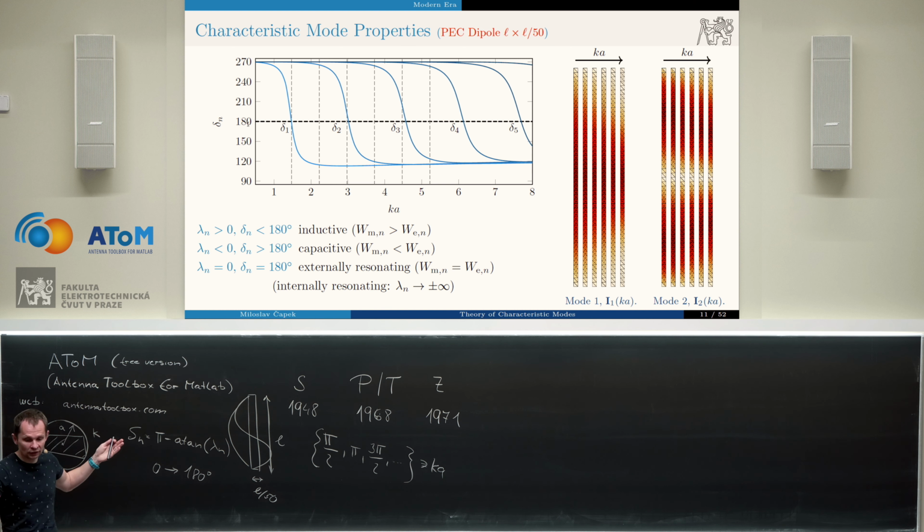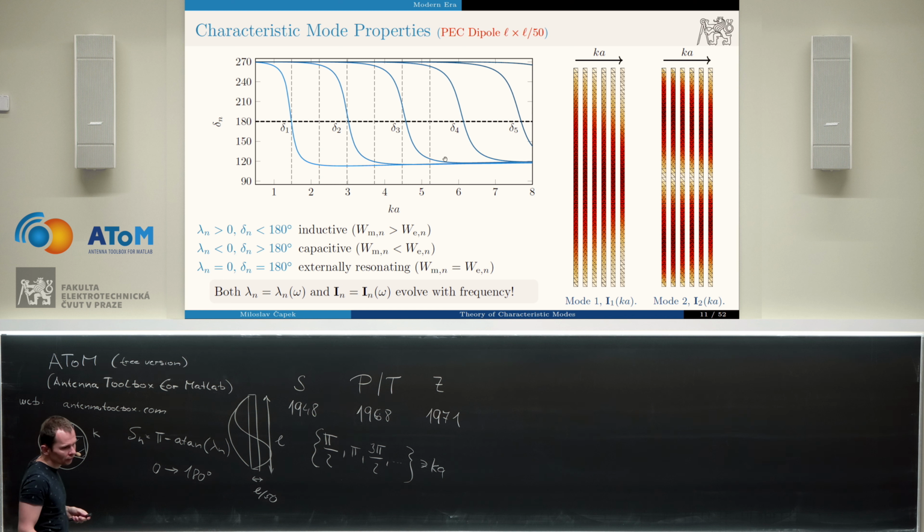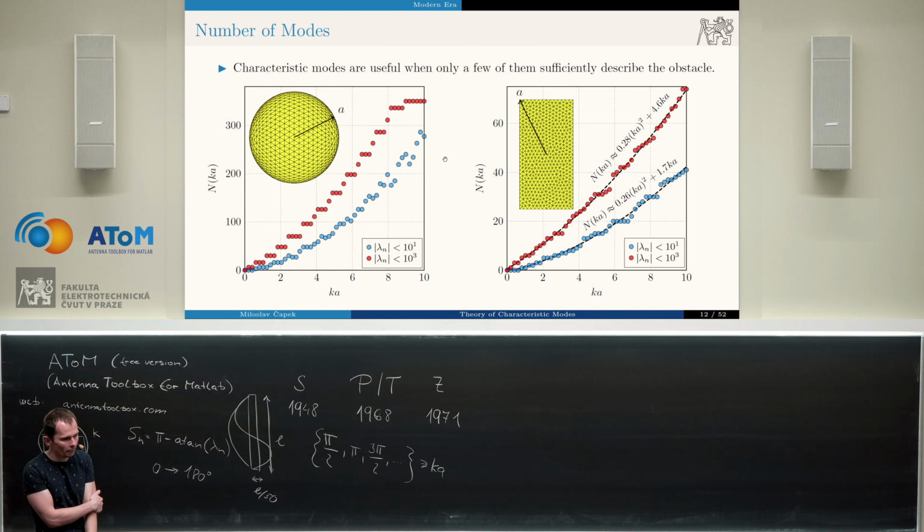And you can see that it's an extremely smooth curve for all of the modes here. And this is very well suited for any visual inspection of how the modes evolve and what their behavior is. Okay, so let me conclude here by highlighting that both eigennumbers and eigencurrents are evolving with frequency, and they cannot be considered to be constant.